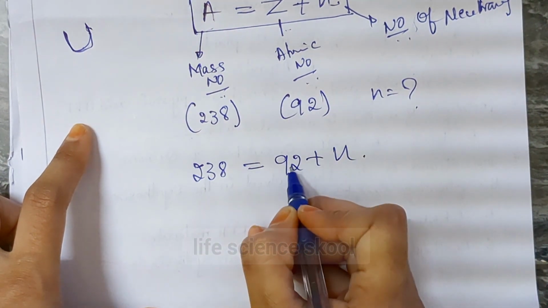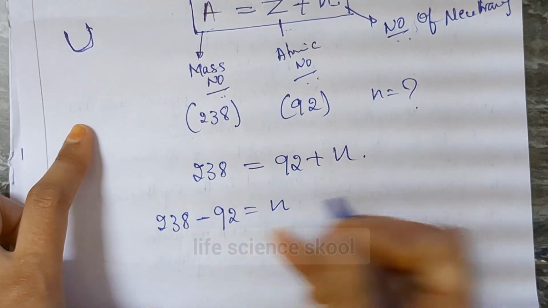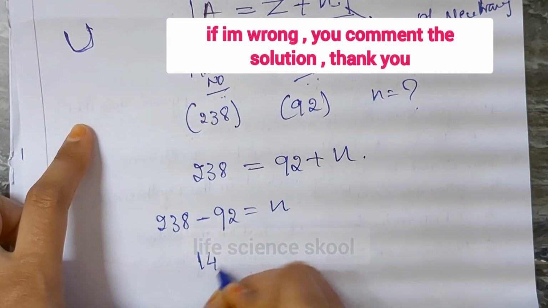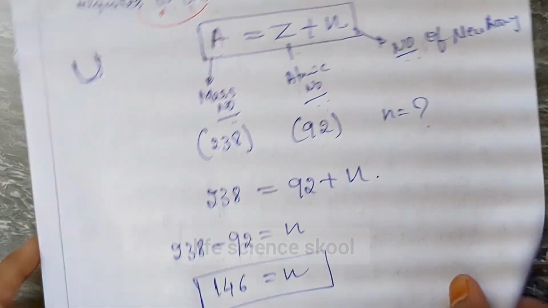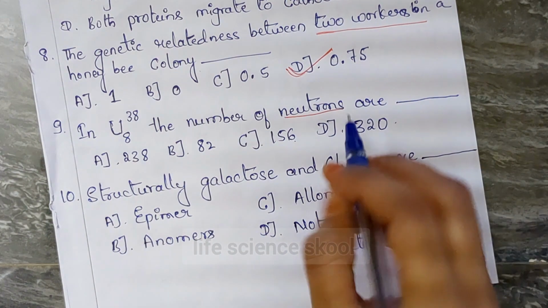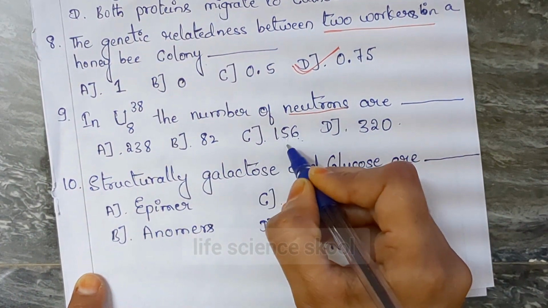Taking it to the other side, 238 minus 92 is equal to N. So what does it come to? 146. So the number of neutrons is equal to 146. Here they have given the wrong answer, 156, so it should be 146.